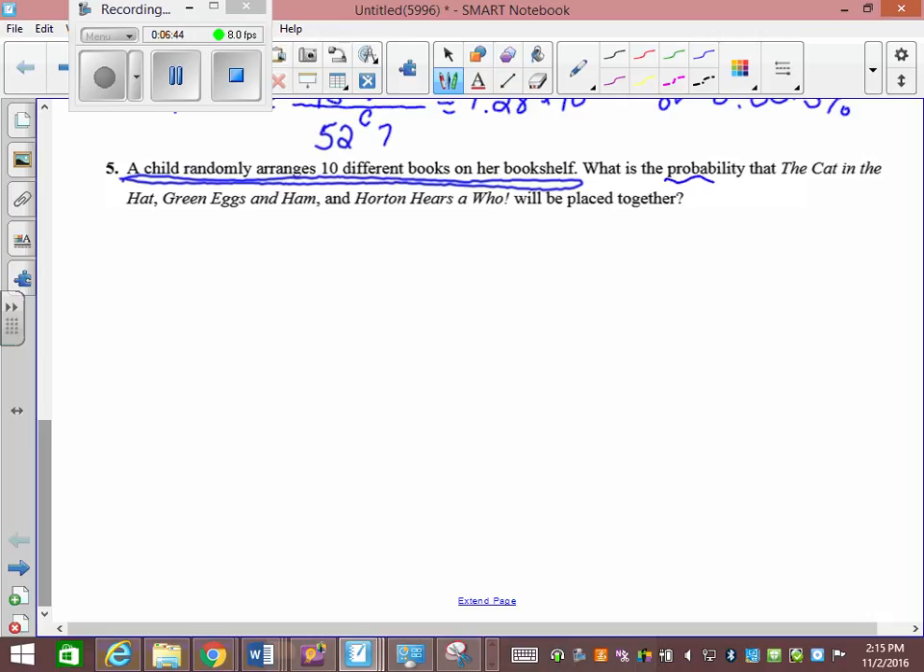Now here's the word. What's the probability? So anything after that word probability only affects the top, only affects the numerator. That the Cat in the Hat, 1 book, Green Eggs and Ham, 2 books, Horton Hears a Who, 3 books, will be placed together. Does it say there's only those 3 books? No, we're still rearranging 10 books, but that only affects the top. So the 3 books are together. I'm just being lazy and not writing out the 3 titles. Okay? Together. Does together mean at the front? Does together mean at the back? Together just means together, right?